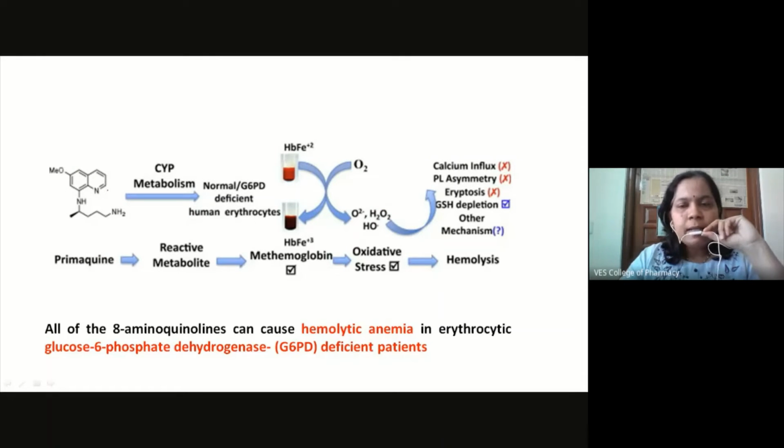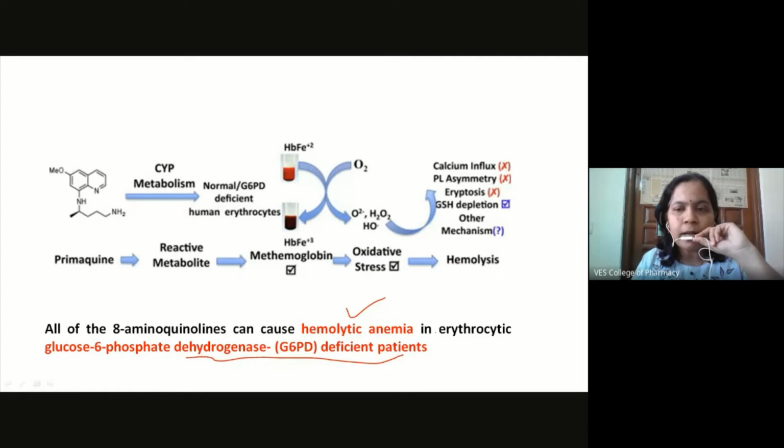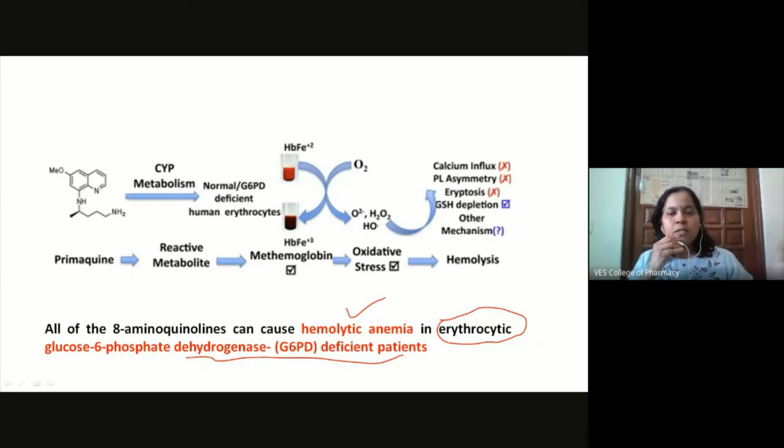Now we will definitely be talking about the details of the structures, but for now you just remember that all of these 8-aminoquinolines, be it Pamaquine, Primaquine, are associated with a specific side effect, that is hemolytic anemia, especially in patients who are glucose 6-phosphate dehydrogenase deficient. Now, this G6PD enzyme is very important for the proper functioning of the RBCs or the erythrocytes. And in general, patients who have this G6PD deficiency don't have the enzyme, and there are chances of lysis of the RBCs. The RBCs will simply lyse.